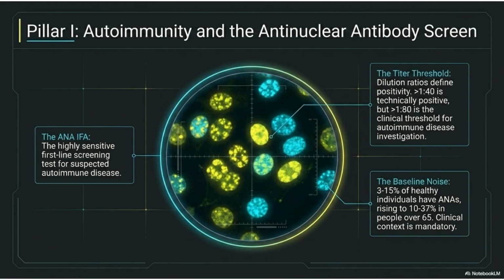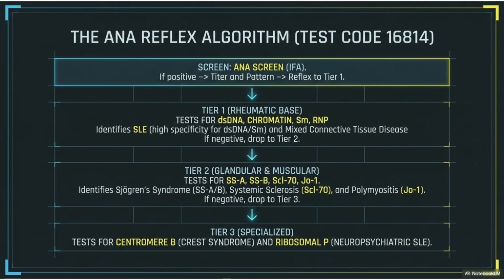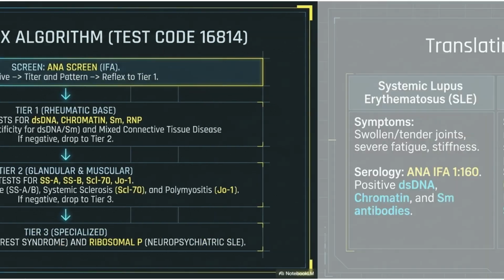Pillar 1 is autoimmunity, often starting with the anti-nuclear antibody, or ANA, screen. While a dilution ratio greater than 1:40 is technically positive, 1:80 is the clinical threshold for investigating autoimmune disease. If the ANA screen is positive, the ANA reflex algorithm determines the specific autoimmune condition. It cascades through 3 tiers, testing for increasingly specialized markers to pinpoint the diagnosis.